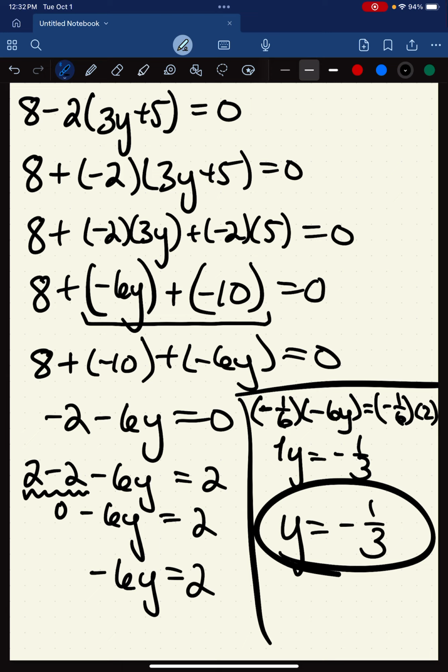And we can go back and plug that in. We get 3 times negative 1/3, and we get negative 1. Negative 1 plus 5 gives us 4. 4 times 2 is 8, and then 8 minus 8 is 0. So it works.